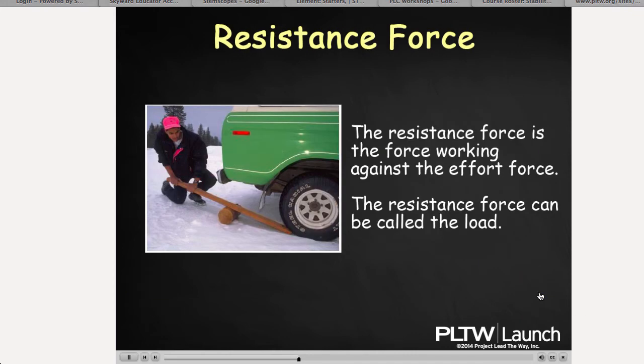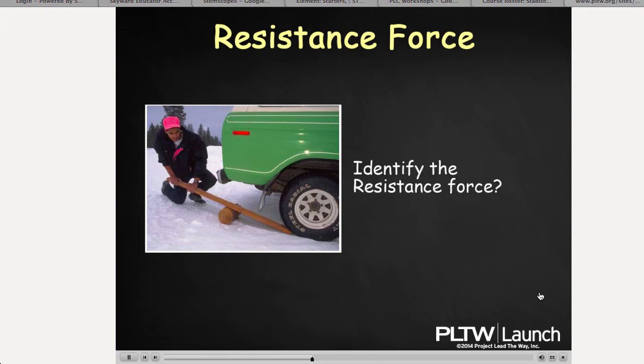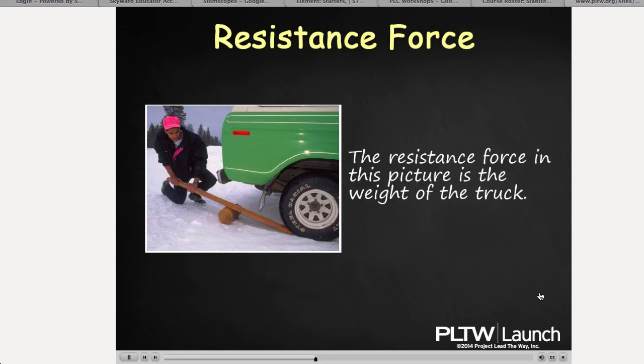The resistance force is the force working against the effort force. For example, when you are pushing a heavy object, the weight of that object is the resistance force. It is working against your effort force as you push. Can you identify the resistance force in this image? The resistance force is the weight of the truck that is working against the effort force.